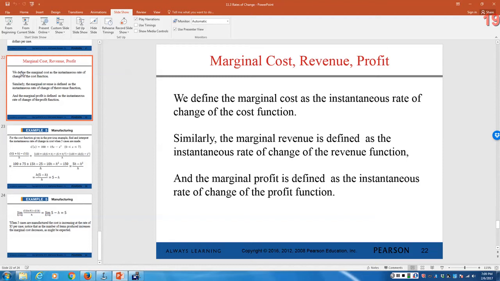It says we define marginal cost as the instantaneous rate of change in the cost function. The word marginal is always associated with a rate of change or a slope. Similarly, the marginal revenue function is defined as the instantaneous rate of change of the revenue function. And the marginal profit function is defined as the instantaneous rate of change of the profit function.